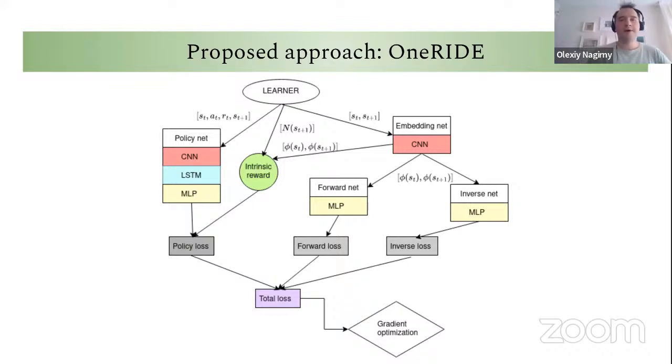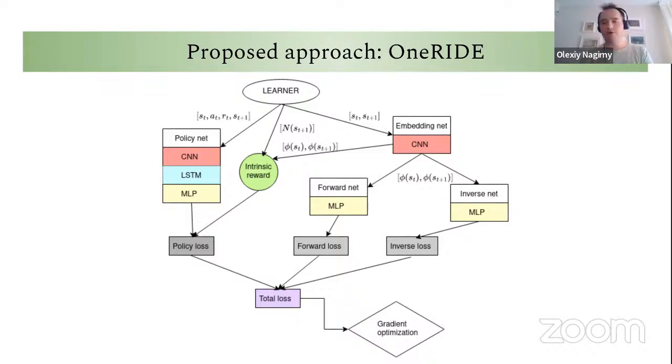This is a part of my graph from my diploma. It's the architecture which we based on the RND neural network architecture, but we made some changes to some of its elements. First, we should know that this learner has four neural networks. It has a policy network. It has an embedding network, which is trying to learn the encoding which we are using for the intrinsic reward, and it is also used to train the forward net and inverse net. So it's similar to the inverse-forward dynamics architecture in one of the prediction-based approaches like ICM.